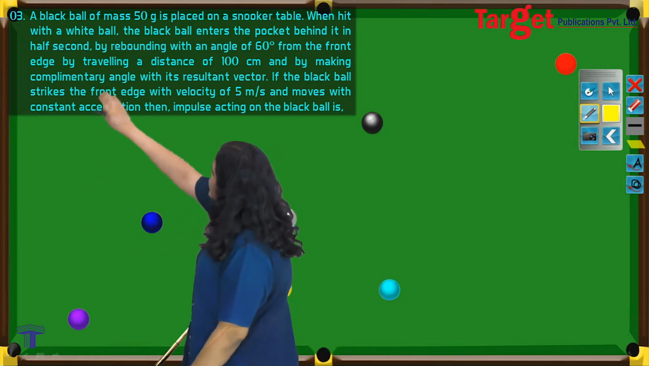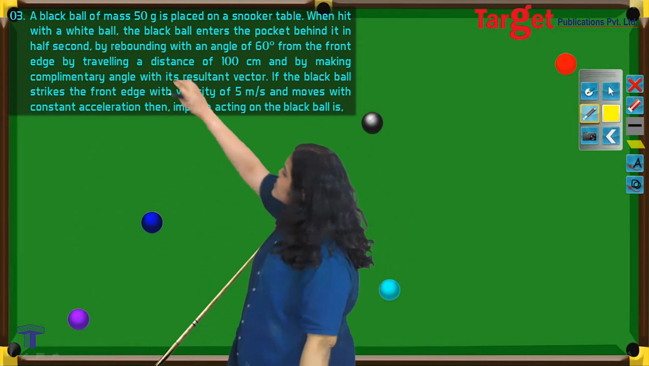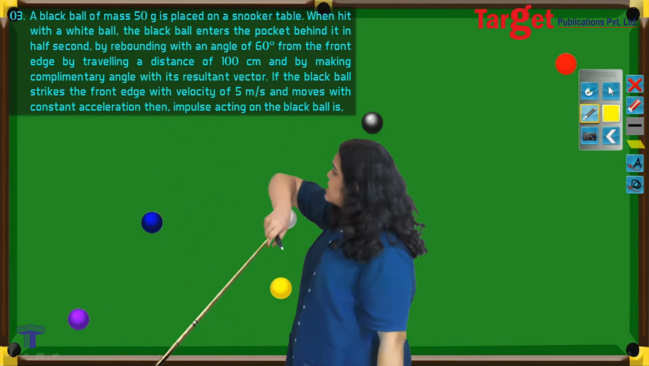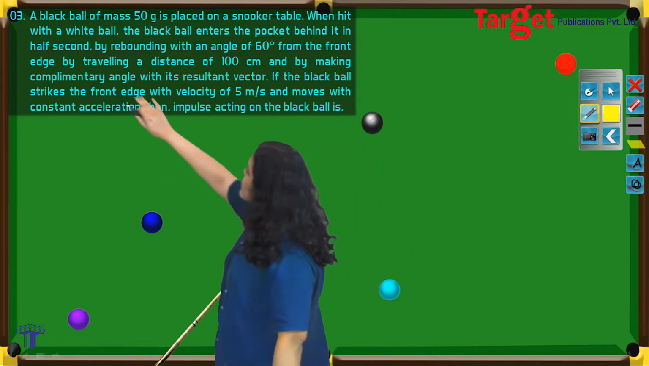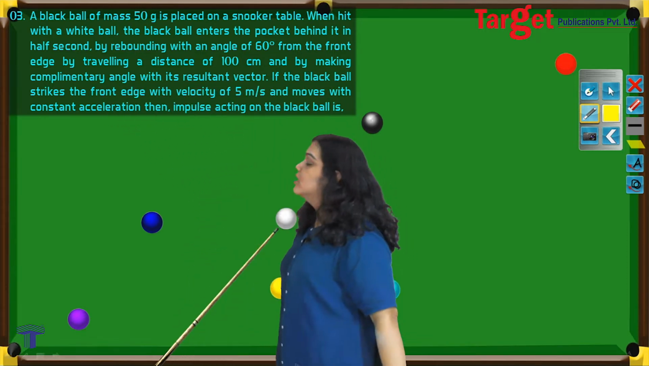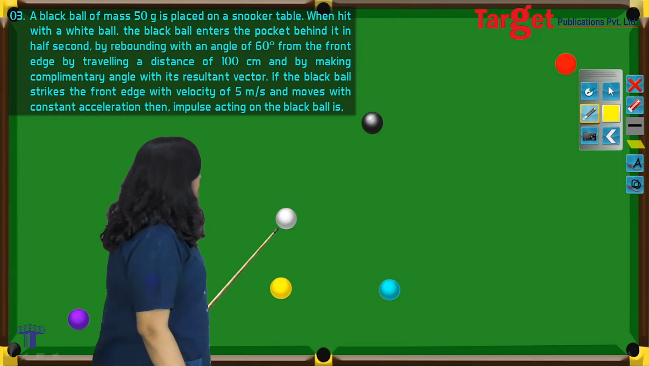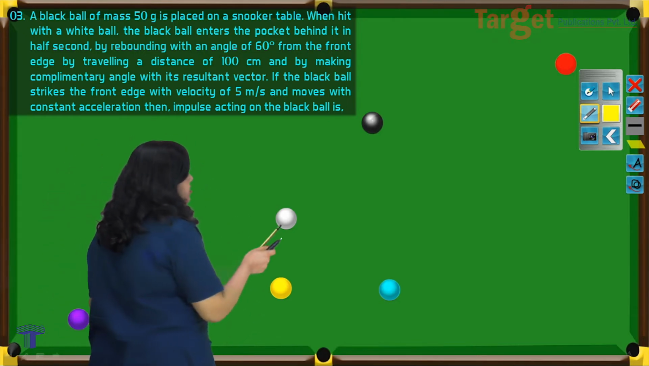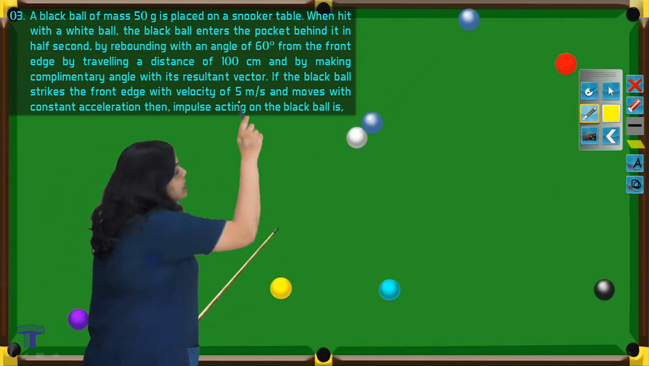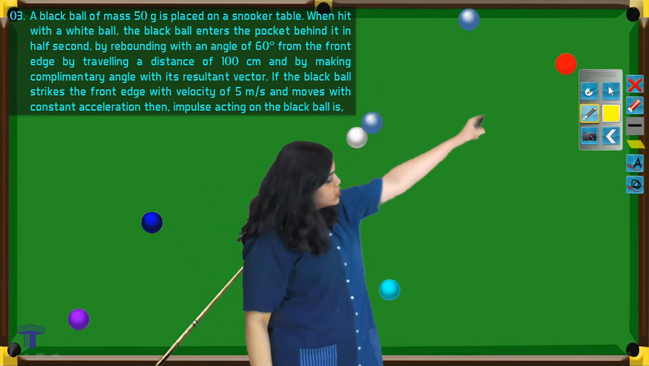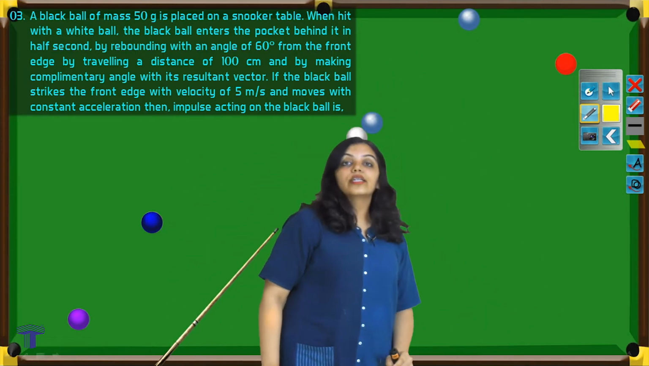They are also saying that it does this rebounding after traveling a distance of 100 centimeters and by making a complementary angle with its resultant vector. So let's quickly see the motion. As predicted, if I hit this white ball to the black ball, see it rebound from the front edge and go and fall into the pocket behind it.